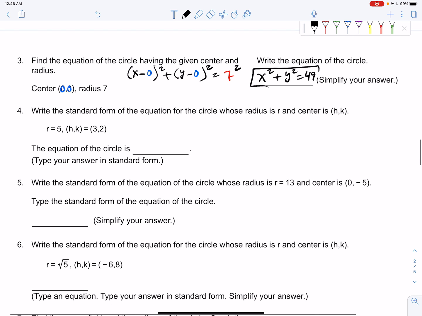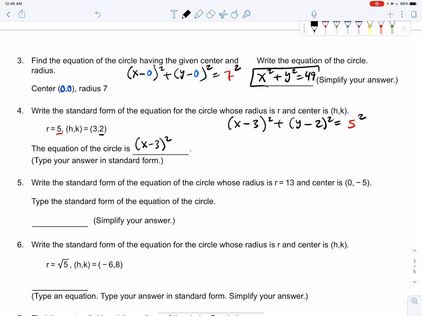Next problem. This one says let's put it in the standard form. So we've got quantity x minus 3 squared plus quantity y minus 2 squared equals, what's the radius? The radius is 5, and don't forget to square that. So that becomes x minus 3 squared plus quantity y minus 2 squared equals 25. And that is our answer for number 4.